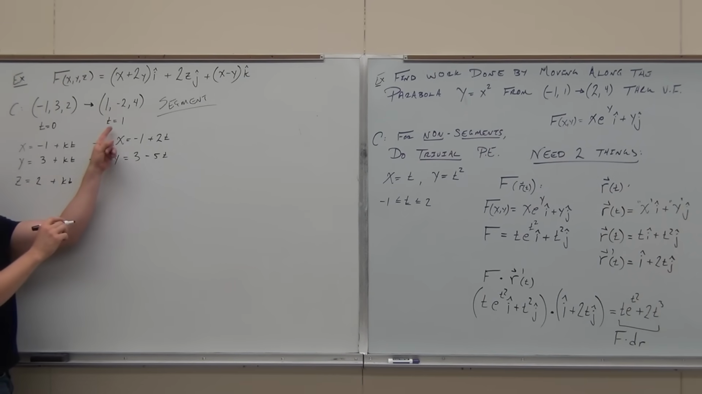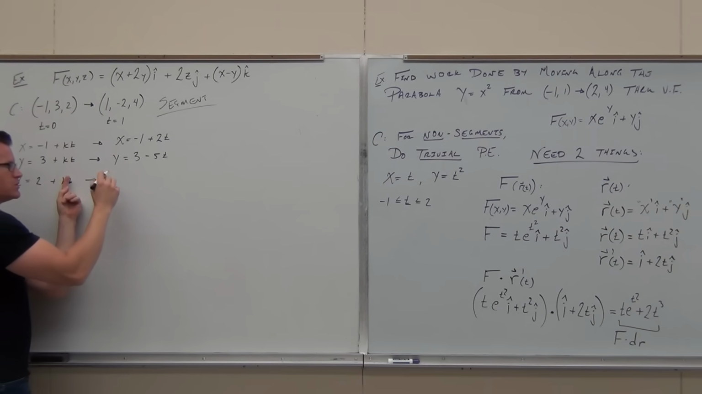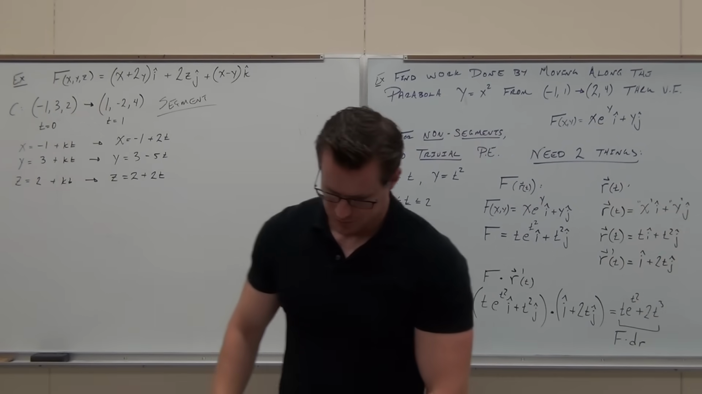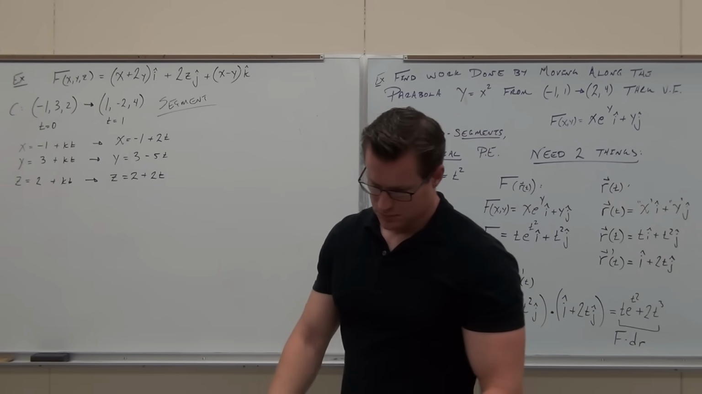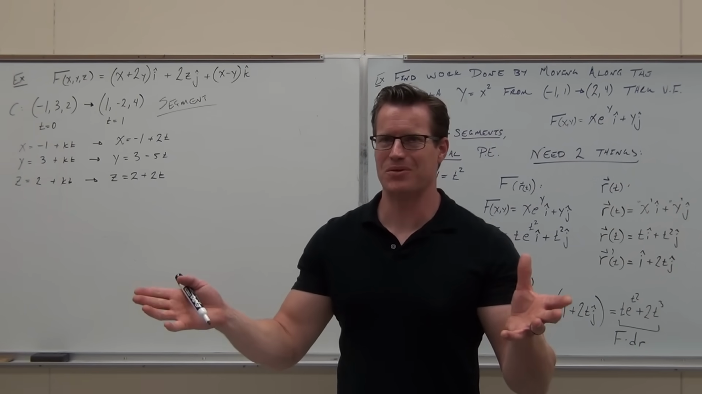Let's talk about the z. If t equals 1, we just have a k. If t equals 1, the z is 4. I would take 4, subtract the 2. My k would have to be 2. So z equals 2 plus 2t. Yeah? Yes, no? You guys feel okay with it?